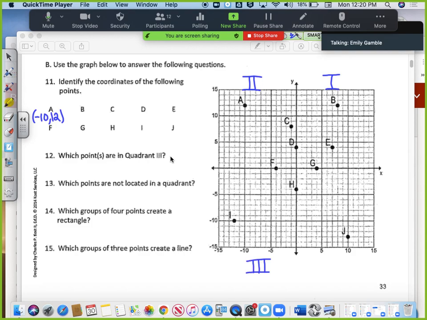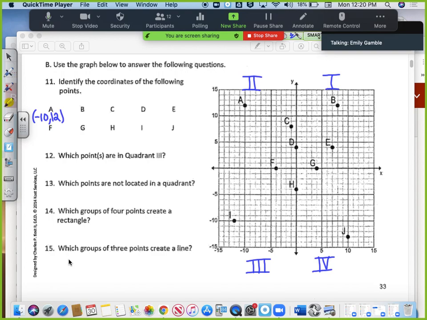Quadrant 3 is the bottom left. And quadrant 4 is the bottom right. So these are Roman numerals for 1, 2, 3, and 4, which will help you answer number 13 and number 12. And then number 14 is asking which of the 4 points creates a rectangle.